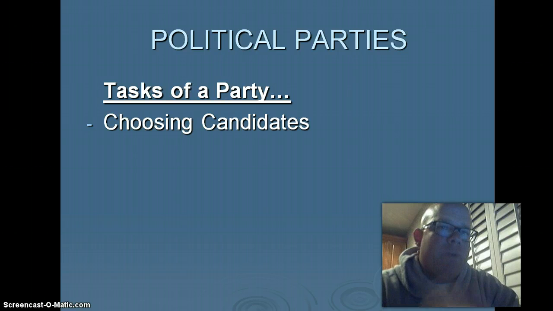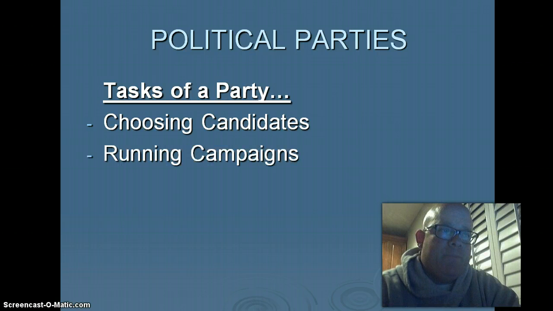So political parties are going to be very influential and instrumental in picking candidates that fit their party. They're also going to be very involved in running campaigns. So not only are they going to pick the candidates, but they can be, and not always, but they can be very important in running those candidate campaigns, or at least assisting those candidates in running their campaigns.